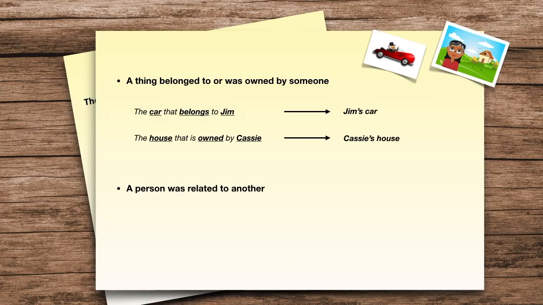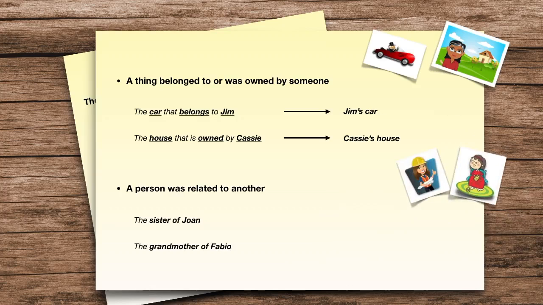Alright, now in the second set of sentences that we discussed, we had expressions that spoke about relationships. There were people who were related to other people. There was the sister of Joan and the grandmother of Fabio. You see them here all over again. Now, in this case also, we spoke about the sister of Joan. So Joan first, sister afterwards. Joan's sister. The same goes for the grandmother of Fabio. Fabio first, grandmother afterwards. Fabio's grandmother.